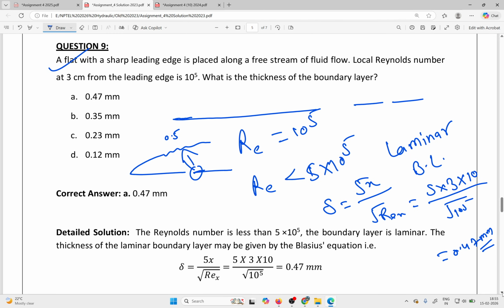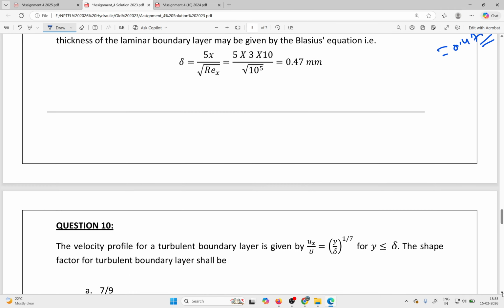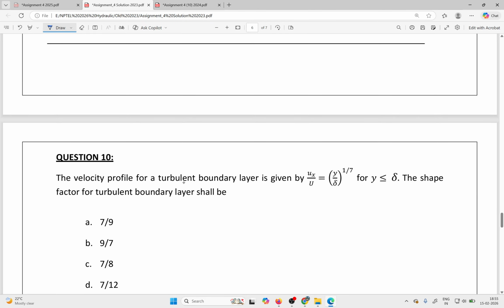Okay, so now we'll move on to the next question. This is a new question. The velocity profile for a turbulent boundary layer is given by u by capital U equal to y by delta raised to 1 by 7, for y less than or equal to delta. This formula is for y less than or equal to delta. Here you need to calculate the shape factor for the turbulent boundary layer.